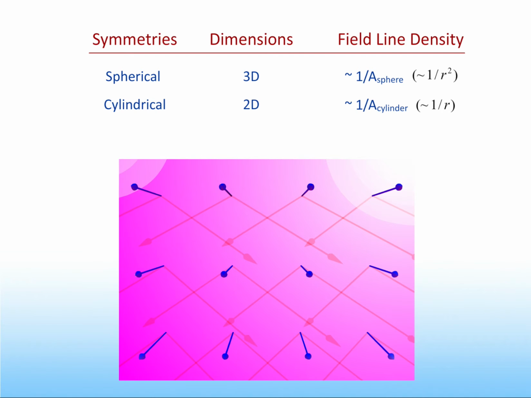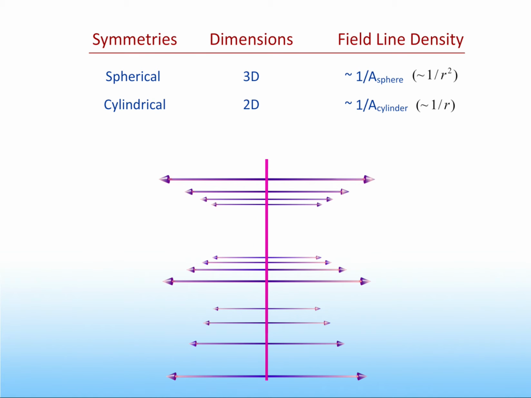If we further squeeze the cylindrically symmetric charge distribution into a plane, the field lines become perpendicular to the plane but have no space to expand into. Consequently, their density remains constant, leading to a field that is constant over all space.